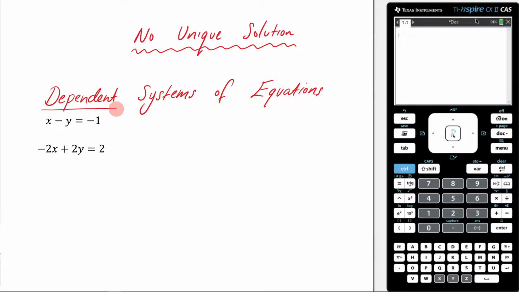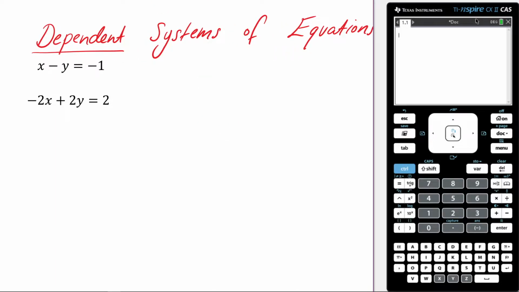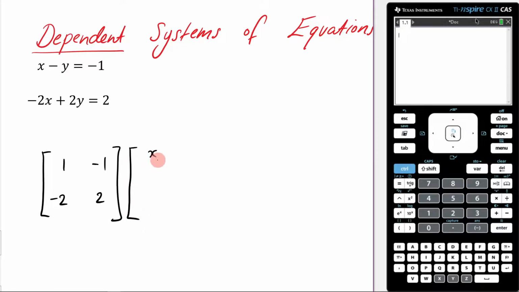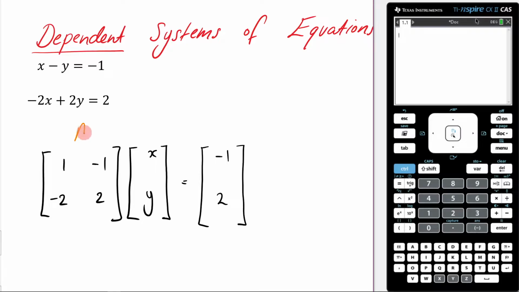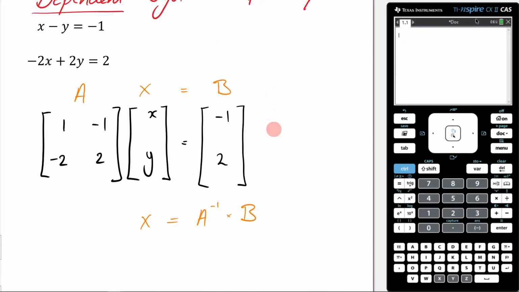So dependent. If you were in a situation and you're asked to solve these systems of equations here, what would you do? Well, you'd first set them out. You'd say, all right, I've got 1, -1, -2, 2, x, y, -1, 2. Then we call this A, we call this x, and it's equal to B. To find what x is going to be, we're going to take the inverse of A and multiply it with B. So let's now do that.